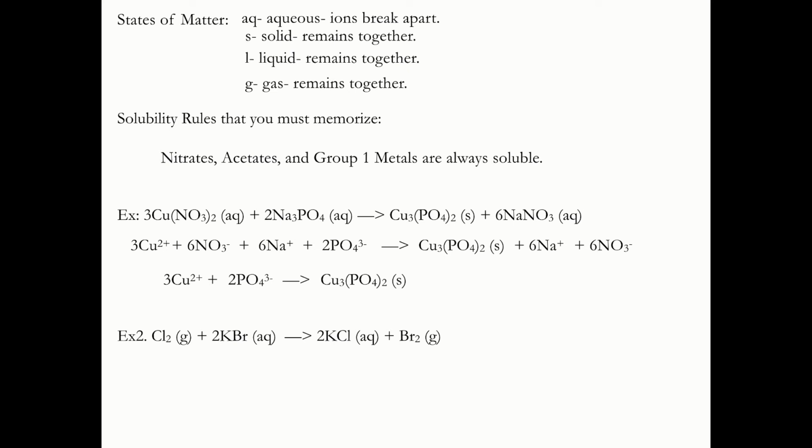So for example 2, it tells me I have chlorine gas reacting with aqueous potassium bromide to produce aqueous potassium chloride and bromine gas. So the gases, you're going to leave as they are, so it's going to stay Cl2. I'm going to break apart potassium bromide, so I have 2 potassium ions, 2 bromide ions, and that's going to produce 2 potassium ions, 2 chloride ions, and then Br2. So stuff that stays the same, well, the only thing that is a spectator ion here is potassium. So I've got Cl2 reacting with bromide to form chloride ions and bromine. Okay, and that's it.